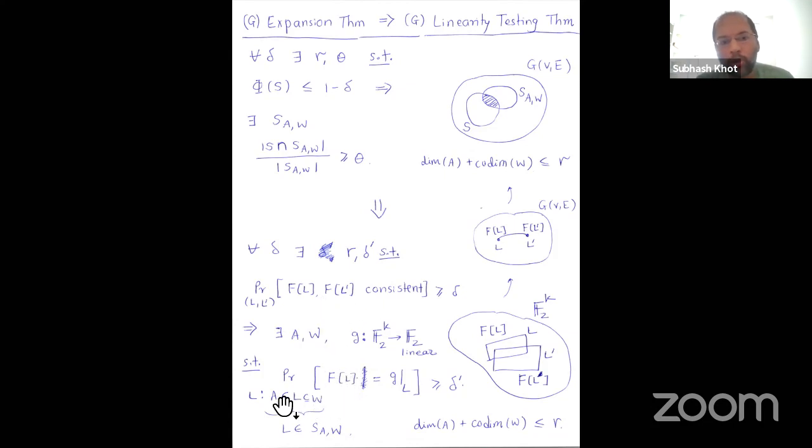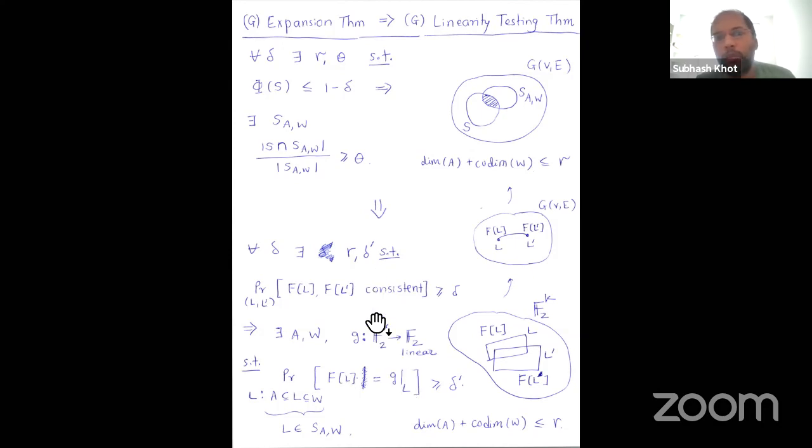it's possible to zoom in and out, using a space capital A and space capital W, such that the dimension of A plus the codimension of W is at most R. So zoom in and out, meaning focus only on those spaces L which contain A and are contained in W. Once you do that, there does indeed exist a global linear function G, which is consistent with the given table at some constant fraction delta prime of the spaces L. So this was the linearity testing theorem.